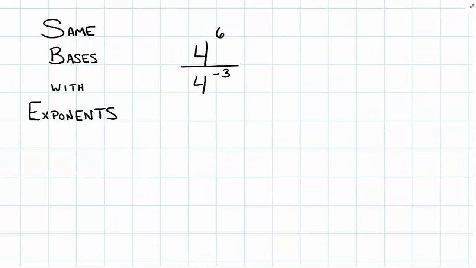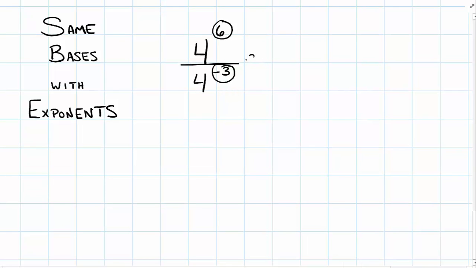Let's talk about bases that are the same and we have exponents, and we're going to be multiplying and dividing them. In this example, we are dividing 4 to the 6th by 4 to the -3rd. Just like I showed you with scientific notation, when we divide numbers that are in scientific notated form, we're going to connect our exponents with a certain operation. And in this particular case, we're going to connect them with subtraction, because when you divide base numbers that are the same, that have exponents, you need to subtract those exponents.